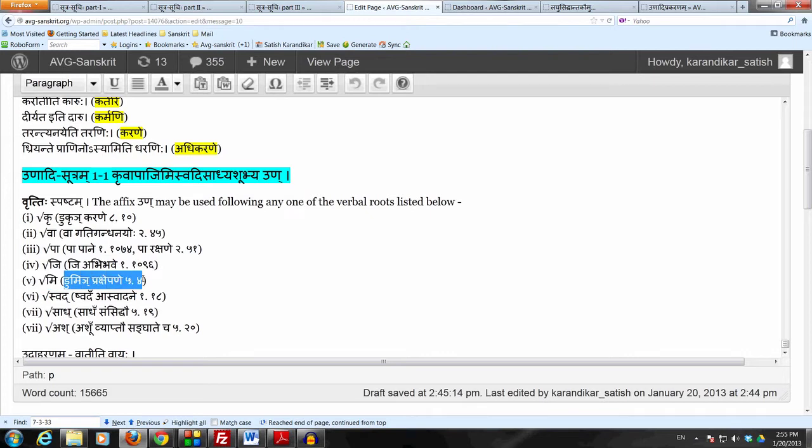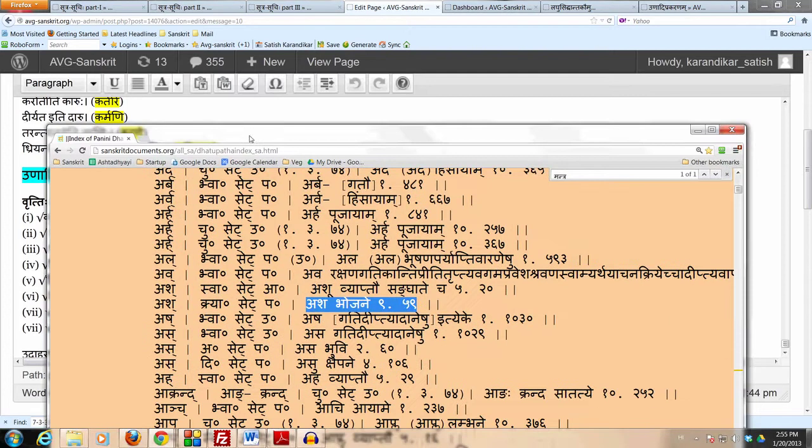The sixth verbal root is Swad, which is Shvada Aswadane from the Bhvadiganaha. The seventh one is Sad, which is Sadha Samsiddha from the Swadiganaha. And finally, the eighth one is Ash, which is Ashu Vyapto, because Panini says Ashu. So this only refers to Ashu Vyapto Sanghate cha from the Swadiganaha.